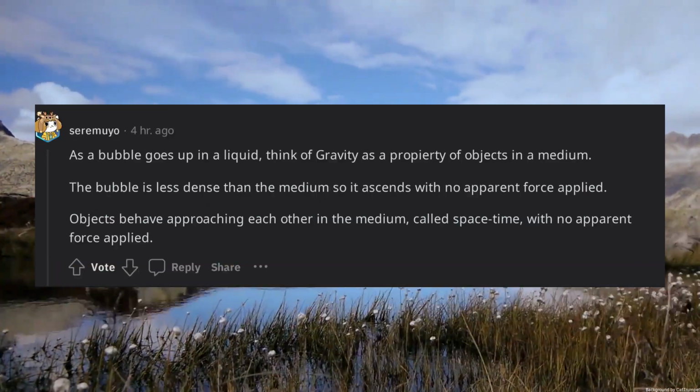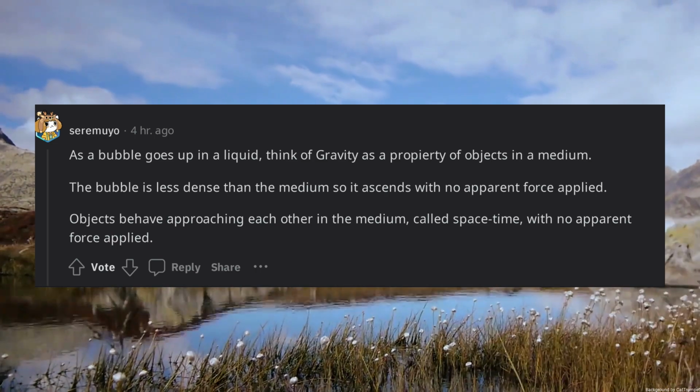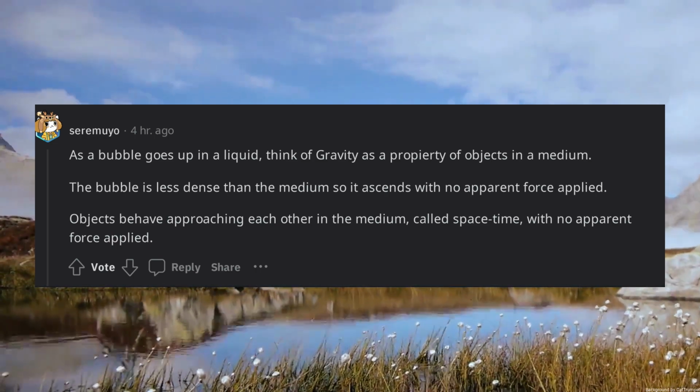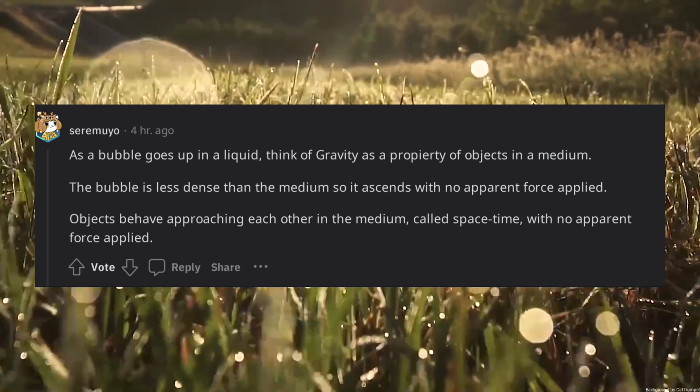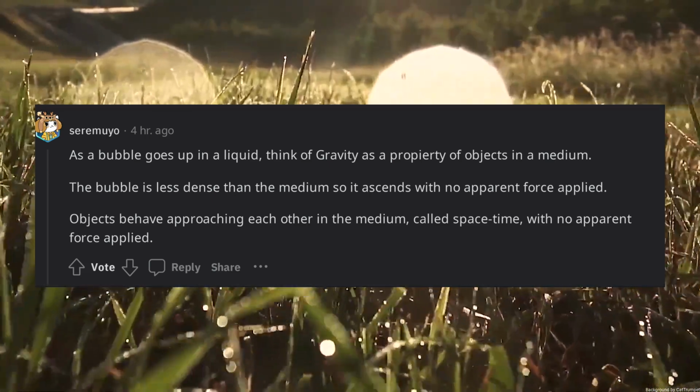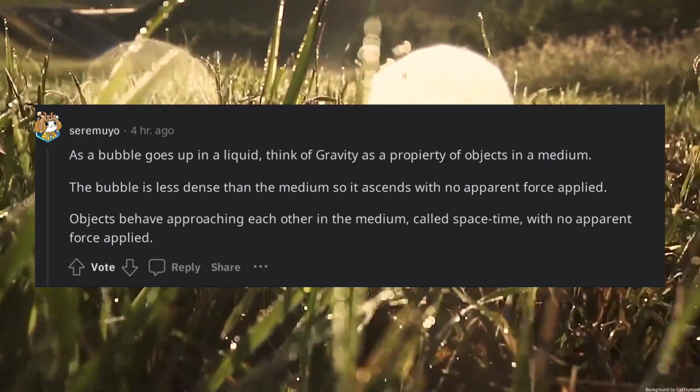As a bubble goes up in a liquid, think of gravity as a property of objects in a medium. The bubble is less dense than the medium, so it ascends with no apparent force applied. Objects behave approaching each other in the medium, called spacetime, with no apparent force applied.